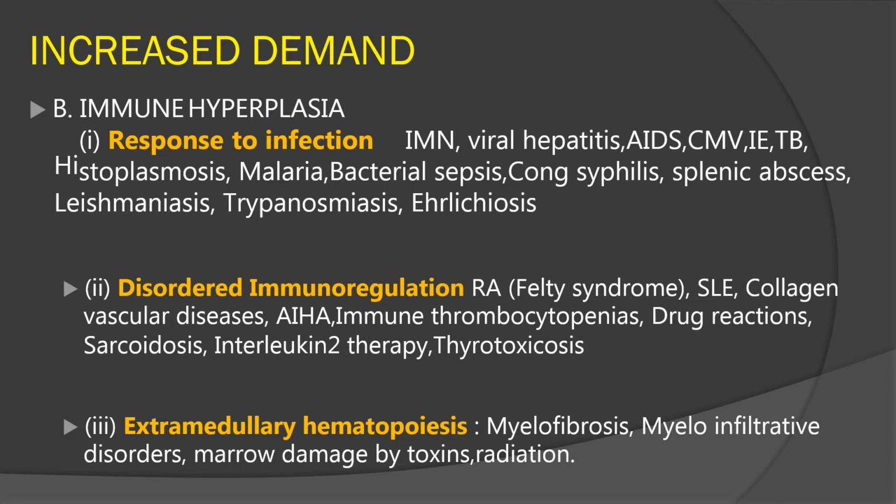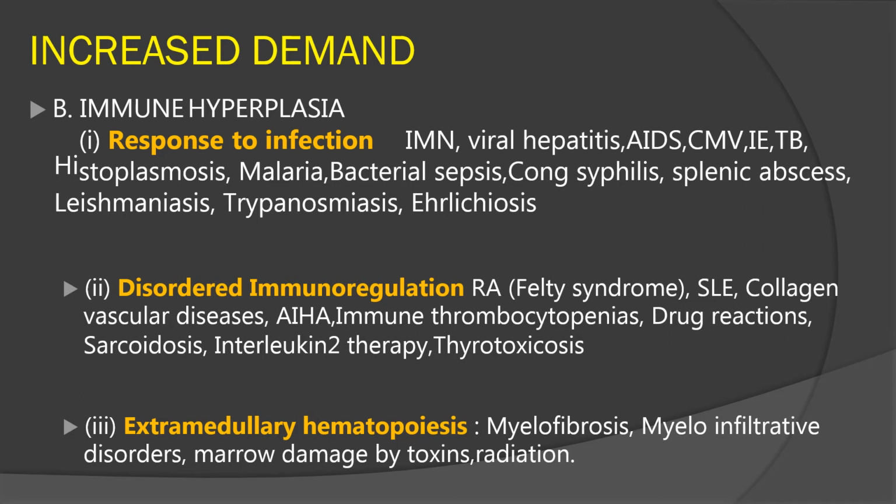Disordered immunoregulation is seen in rheumatoid arthritis, that is Felty's syndrome. Rheumatoid arthritis with splenomegaly is Felty's syndrome. Pneumoconiosis can also be seen. SLE, collagen vascular diseases, autoimmune hemolytic anemias, immune thrombocytopenias, drug reactions, sarcoidosis, interleukin 2 therapy, and thyrotoxicosis. These are the disordered immune regulation conditions where, due to immune hyperplasia, splenomegaly is seen.